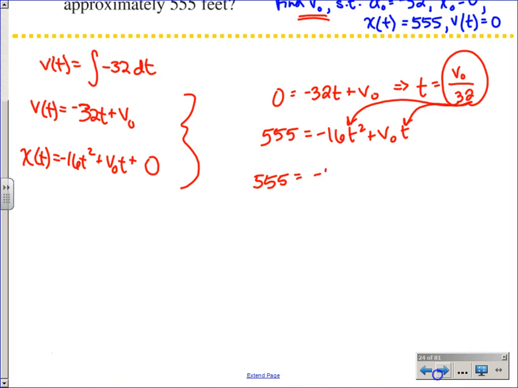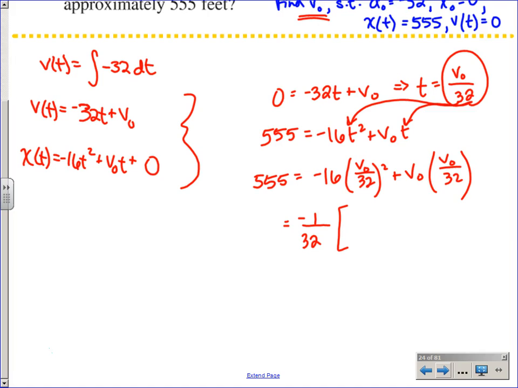Because now I have my 555, my negative 16 times v sub naught over 32 squared, plus v sub naught times v sub naught all over 32. I'm going to pull out a negative 1 over 32. Let's see what's left. The negative's gone. I'm just trying to make my life a little bit easier. I have a 16 over another 32, so that's going to be 1/2 v sub naught squared plus v sub naught squared. Oh, wait, this is possible. Okay.